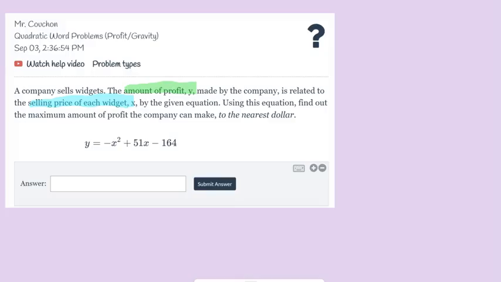So we can tell that this is going to open down. It's going to be a parabola that opens down, so it's going to look like this. This point right here, the vertex, the maximum point, is going to show the maximum profit. And the x value at that point would tell you the price of the widget that would give them the maximum profit.